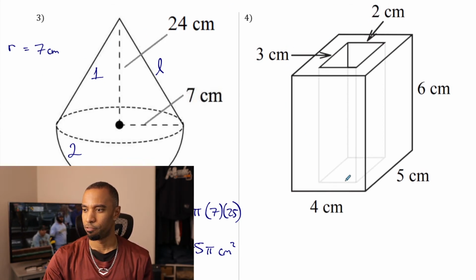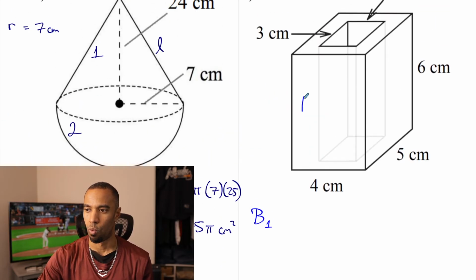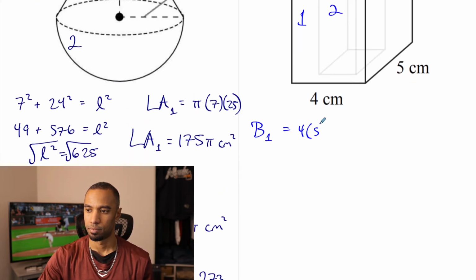2, 3, 4, 5, 6. All right, here we go. So 4 by 5 by 6 right there. So if I wanted to get the area of the base of the big guy, I'll call that figure 1, and the small guy's figure 2. So that's going to be a 4 by 5, which is 20 square centimeters.